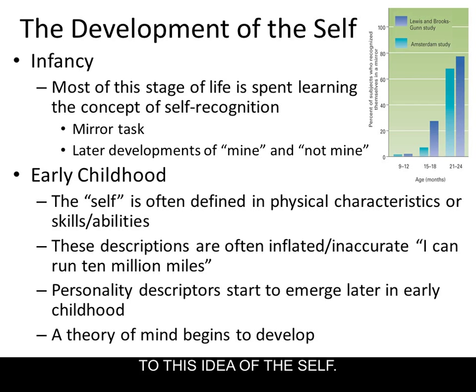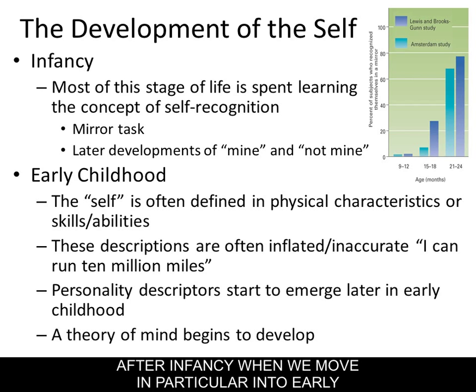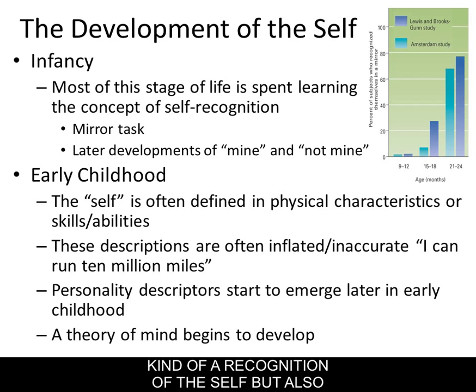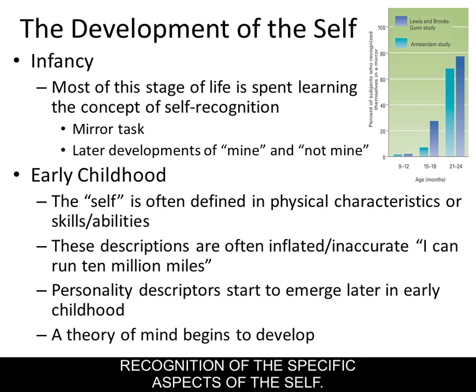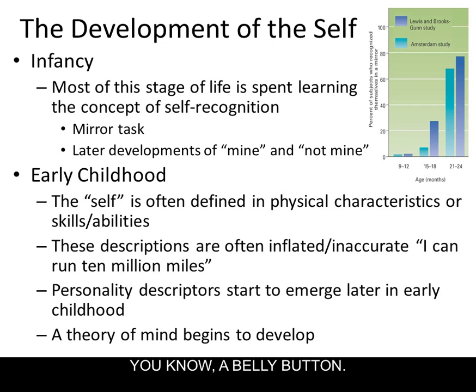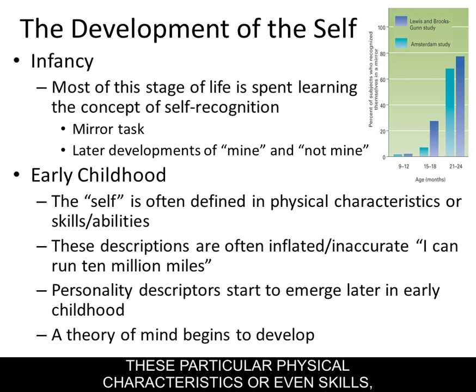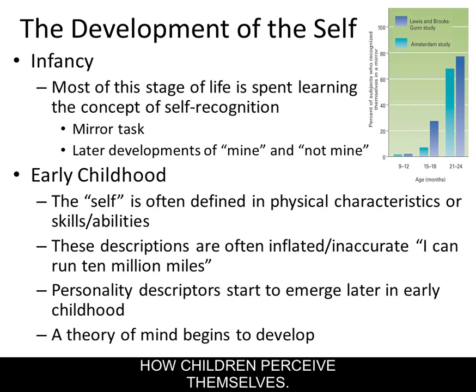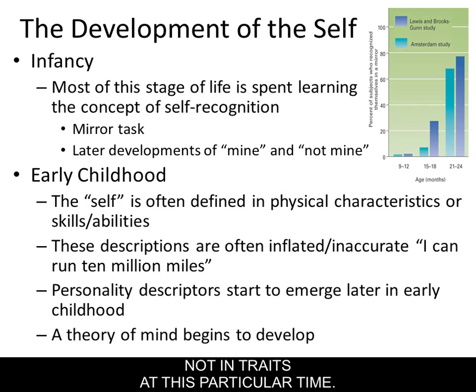After infancy, when we move in particular into early childhood, what we see is a transition of not only a recognition of the self, but also recognition of specific aspects of the self. So kids start to recognize their own physical characteristics, like I have brown hair, or I have a belly button. These particular physical characteristics, or even basic skills, like I can tie my shoes, are typically how children perceive themselves. It's all in qualities, not personality, not in traits at this particular time.